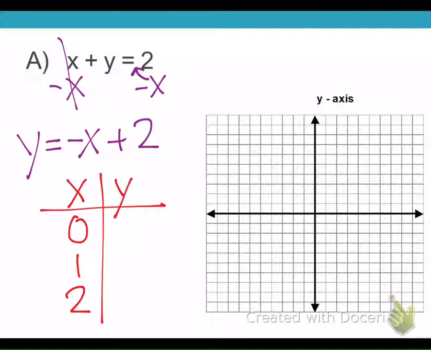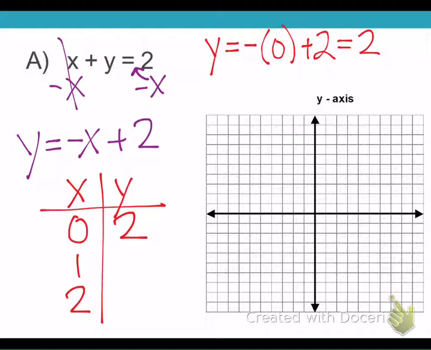Now, off to the side somewhere, you want to plug these numbers in for your x. Okay? So I'm going to take x out. I'm going to put a 0 in. So I have y equals negative 0 plus 2. What is negative 0 plus 2? 2. So 2 goes there. Now I'm going to do the same thing, but with the 1.